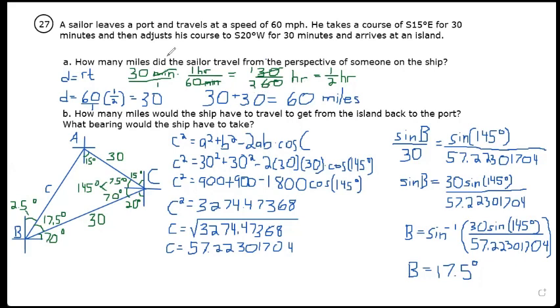And the units are in miles because the speed is in miles per hour, and then we're asked for how many miles. So we really can just say it's 60 miles. All right, so that's how we answer part A.